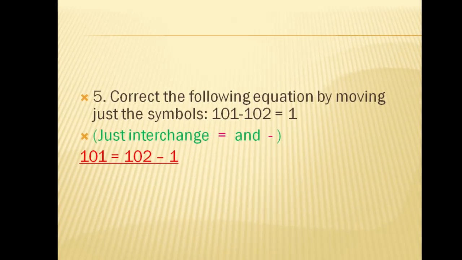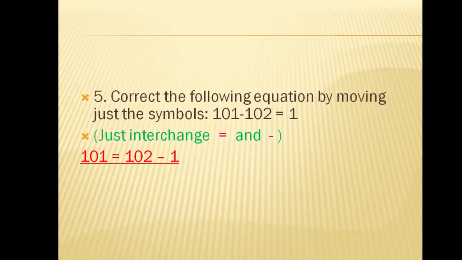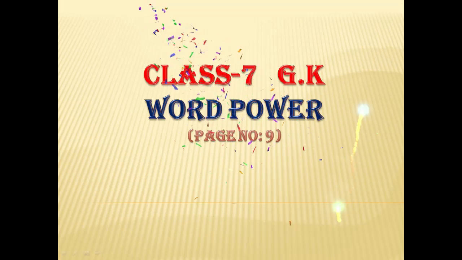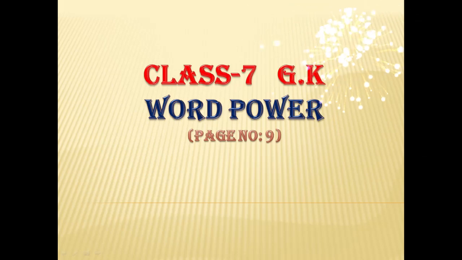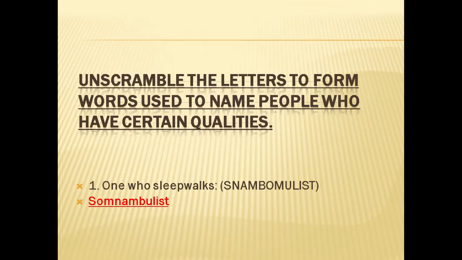Okay students, now open page number 8, Word Power. So A part, unscramble the letters to form words used to name people who have certain qualities. First one, who sleepwalks. The answer is somnambulist.